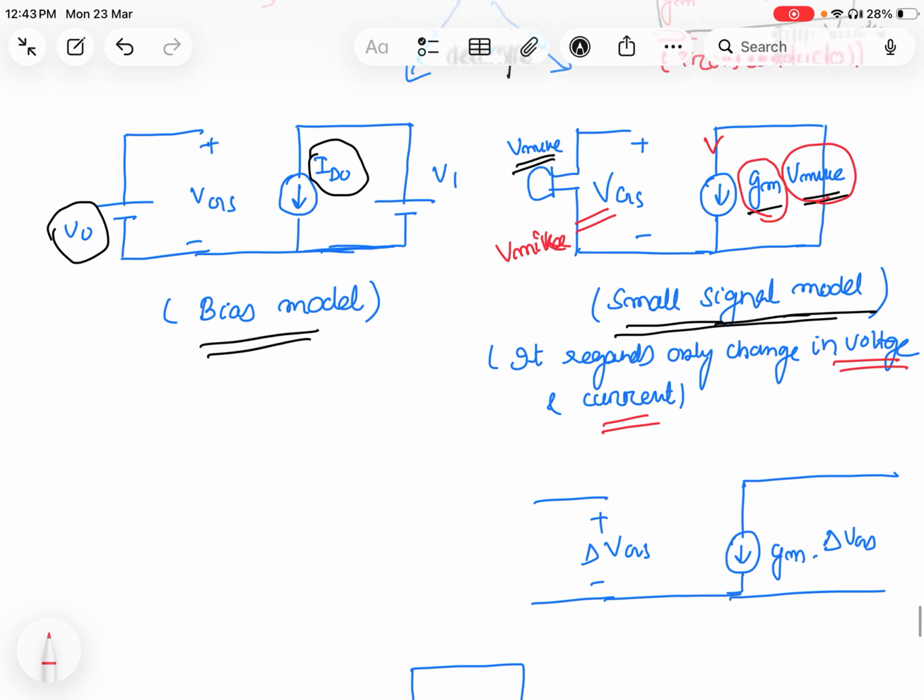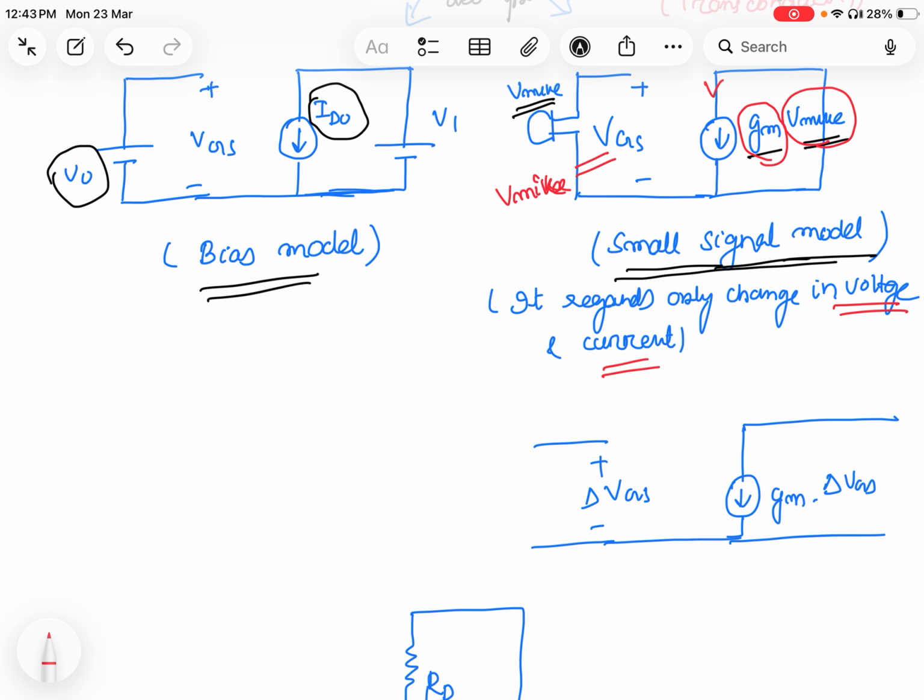So this change in voltage you can name as del VGS. If at the input side the change in voltage is del VGS, then the current which is flowing through the drain is gm multiplied with del VGS. This is basically the current due to the signal. Which signal? The small signal. So, current due to the small signal.